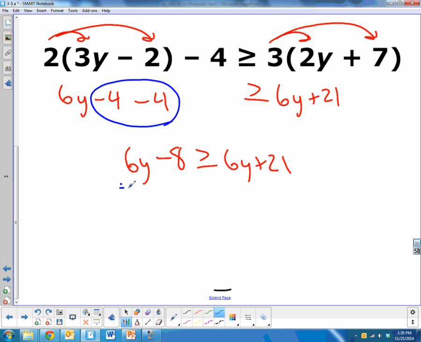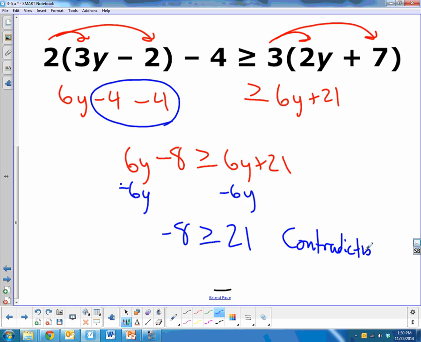So I'm going to get my y's together first, minus 6y, minus 6y. I end up with negative 8 is greater than or equal to 21. Now we have to ask, is that true? Is negative 8 greater than or equal to 21? No, that is not true. So there's a contradiction. Contradiction of terms. Negative 8 is not greater than or equal to 21, so my original inequality cannot be correct.